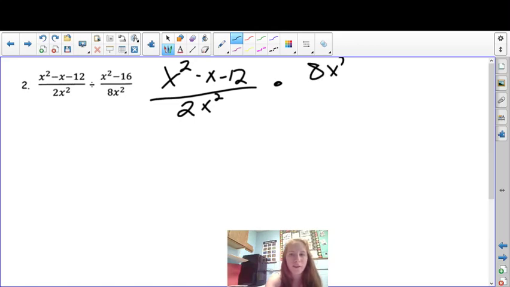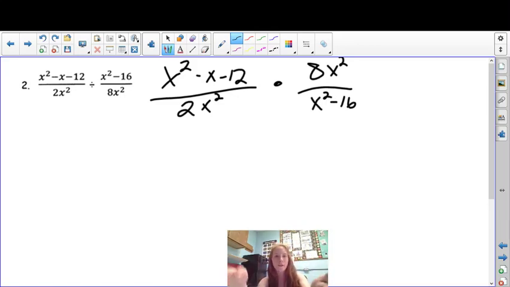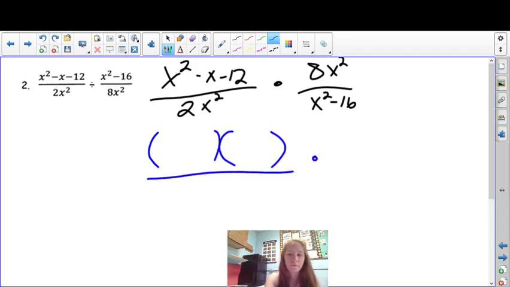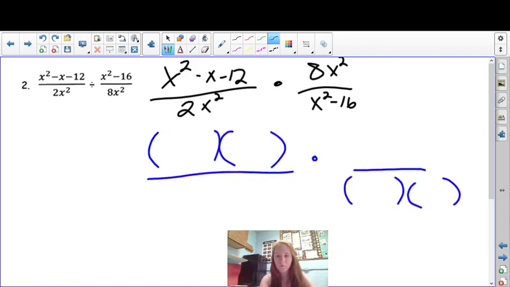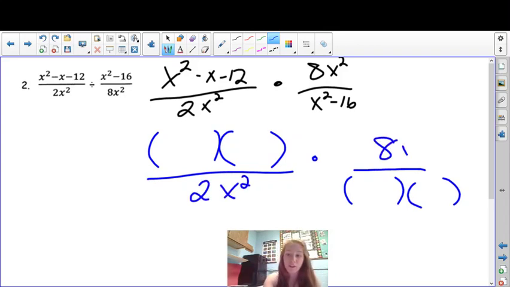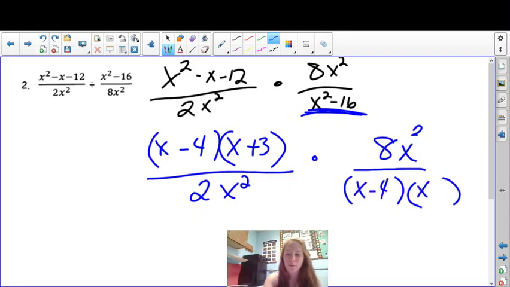So 8x squared on top over x squared minus 16. And I look to see, okay, none of the guys have numbers in front, and those that do have no other terms. So I can go ahead and go straight into my parentheses. So the ones that didn't get parentheses, they're not going to change. X and x, okay, what goes to 12 adds to negative 1, so negative 4 and 3. This is the difference of perfect squares, so x minus 4 and x plus 4.